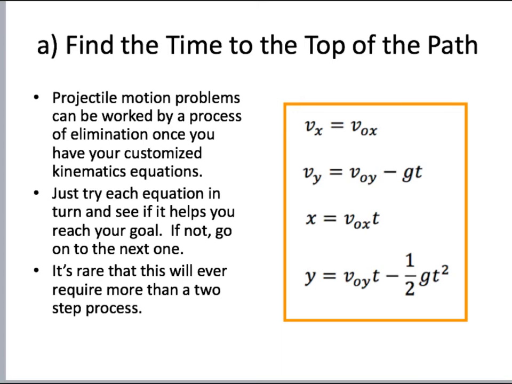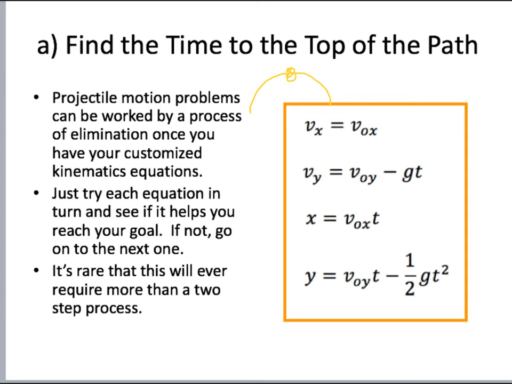What do you think it is? Say it out loud. It's 0. Why is it 0? Because as this thing goes up and down, the y component of the velocity has to reverse direction at the top. And so the velocity in the y direction has to be 0.